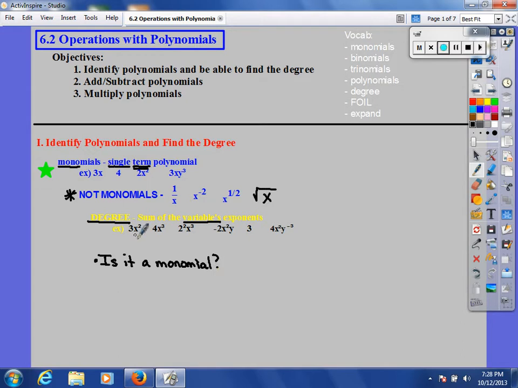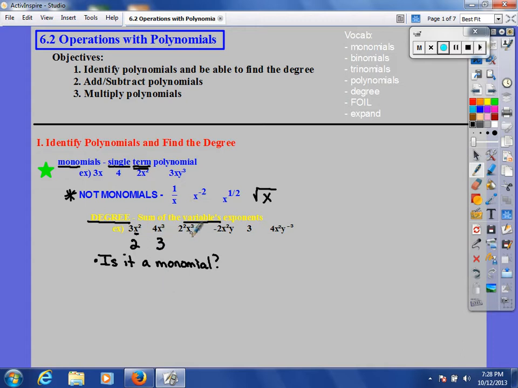So we look at 3x squared and we say, well, that's a monomial. Yes. Okay, then what's the degree of this? Well, it's the sum of the variable's exponents. So there's only one variable, so the exponent is just 2. The degree on this one is simply 2. If you look at the second one, we have 4x cubed. Again, is it a monomial? It's a single term. It's not one of these. And so, yes, it's fine. And what's the sum of the variable's exponents? Well, the only exponent we have is a 3. So the sum of 3 and nothing is 3. So the degree of that term is 3.